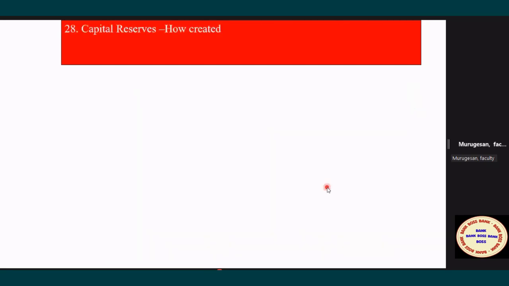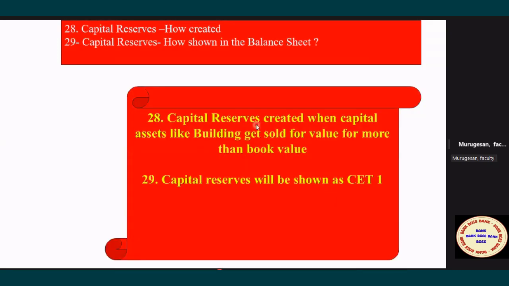Okay, now next question. Capital reserves, how created? Sometimes the revaluation reserves, how created, you remember, by revaluing the fixed assets. The capital reserves, how will it be created? By sale of fixed assets. For example, how is capital reserve shown in the balance sheet?